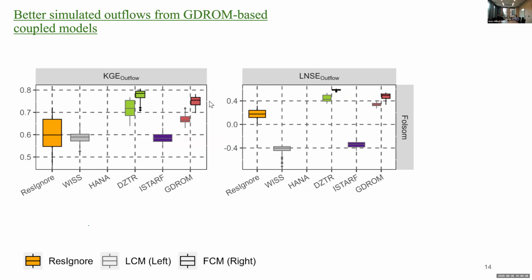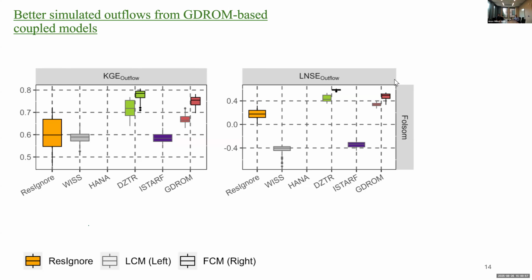From this figure of KGE, we can basically say that 2 models, GDROM and DZTR, are doing better. They have higher KGE values, in terms of the average and the distribution. That's one thing. The other thing is that FCN on the right is doing better in the outflow performance.